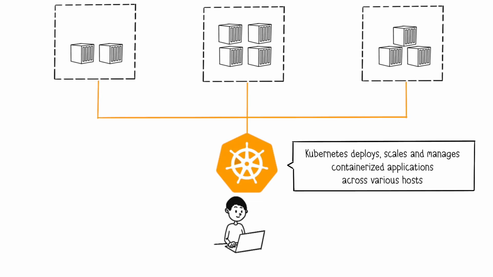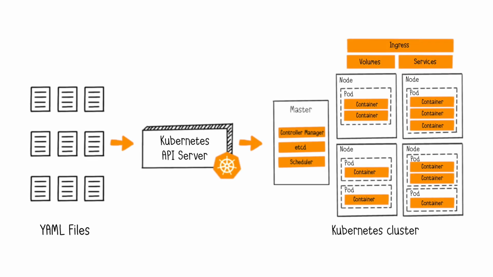Just as a reminder, Kubernetes provides orchestration and management for containers across server clusters. In other words, Kubernetes deploys, scales, and manages containerized applications. In Kubernetes, application and service configuration is done via YAML files. YAML is a language used to represent structured data, similar to XML.